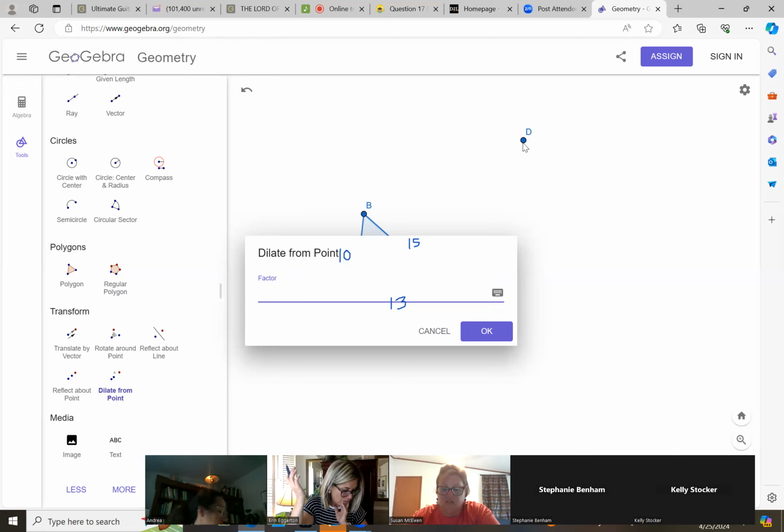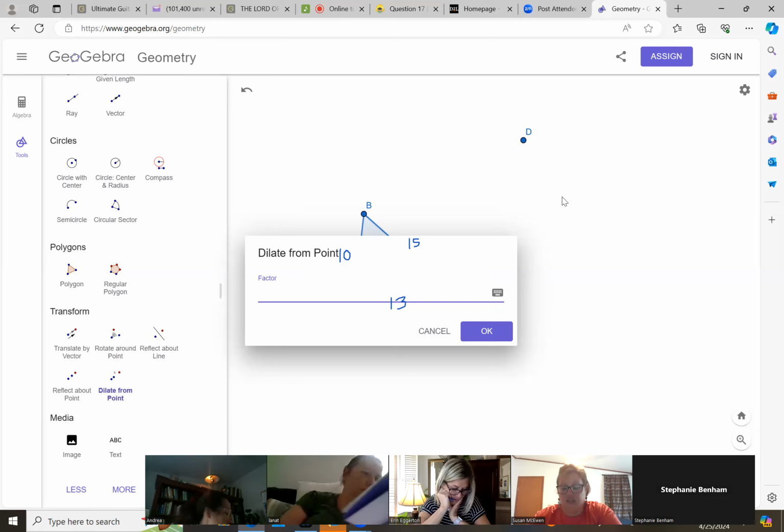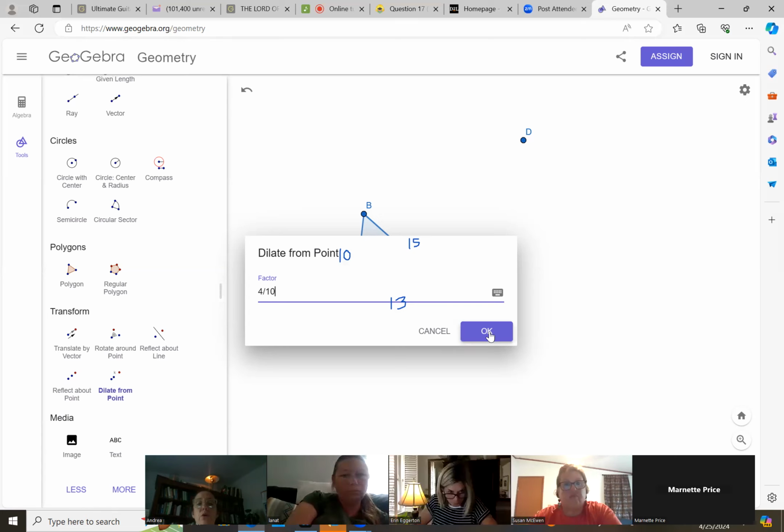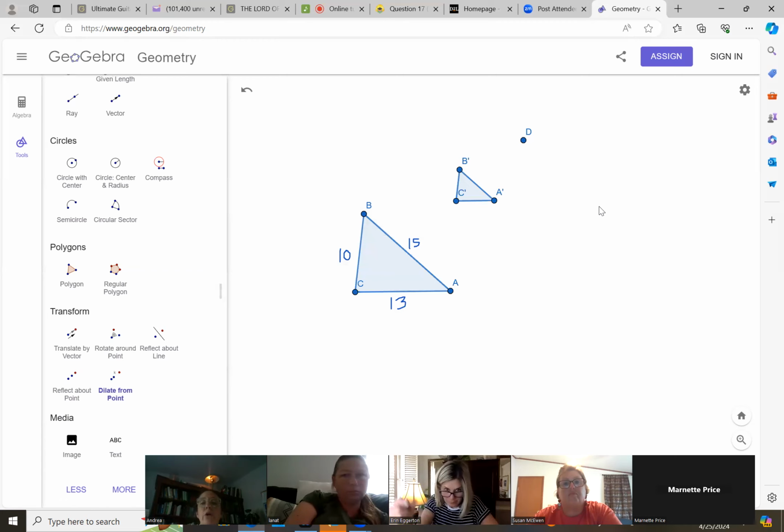Can anybody tell what the scale factor will be? Sorry, what number are we on again? 4. You just solved it. The box is over it, so we can't see it. Wasn't it 2/5? Yeah, it was 2/5 is what we came up with. Yes, 4 over 10, and then a side of 10 goes down to a side of 4.